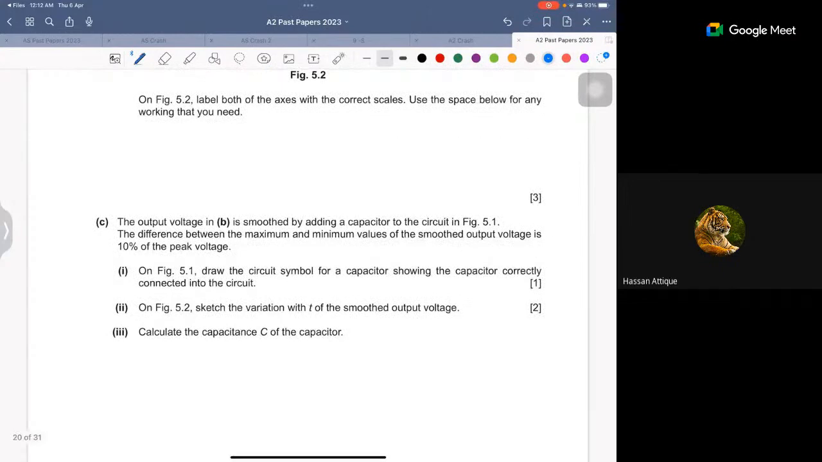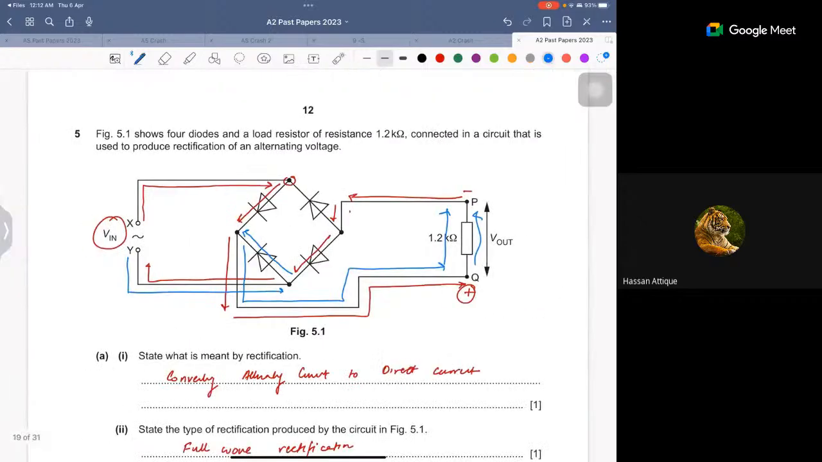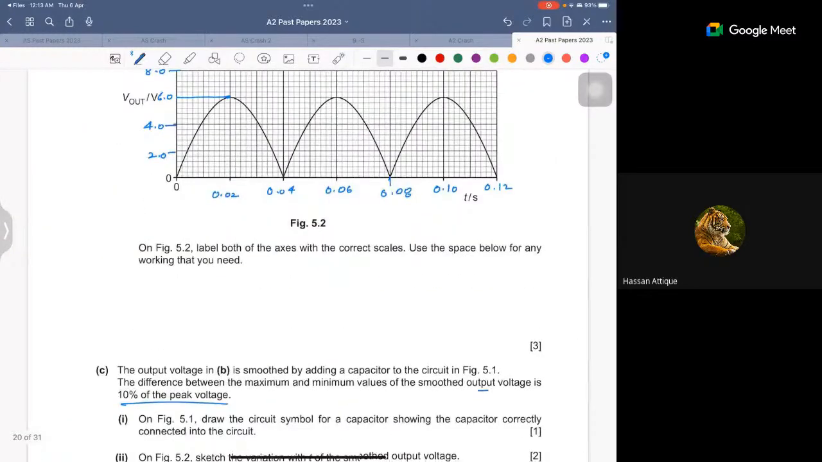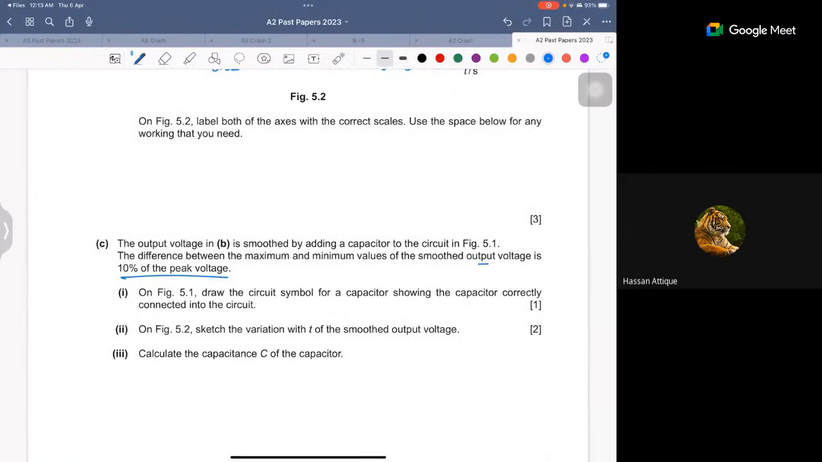It says the output B is smoothed by adding a capacitor. The difference between the maximum and minimum values of the smooth output is 10% of the peak voltage. Oh, interesting. So it says draw the circuit symbol for a capacitor showing the capacitor correctly connected into the circuit on figure 5.1. So this is 5.1. You have to always connect the capacitor parallel to the output like this. And I think you have to label C. Then on figure 5.2, sketch the variation of the smooth voltage.